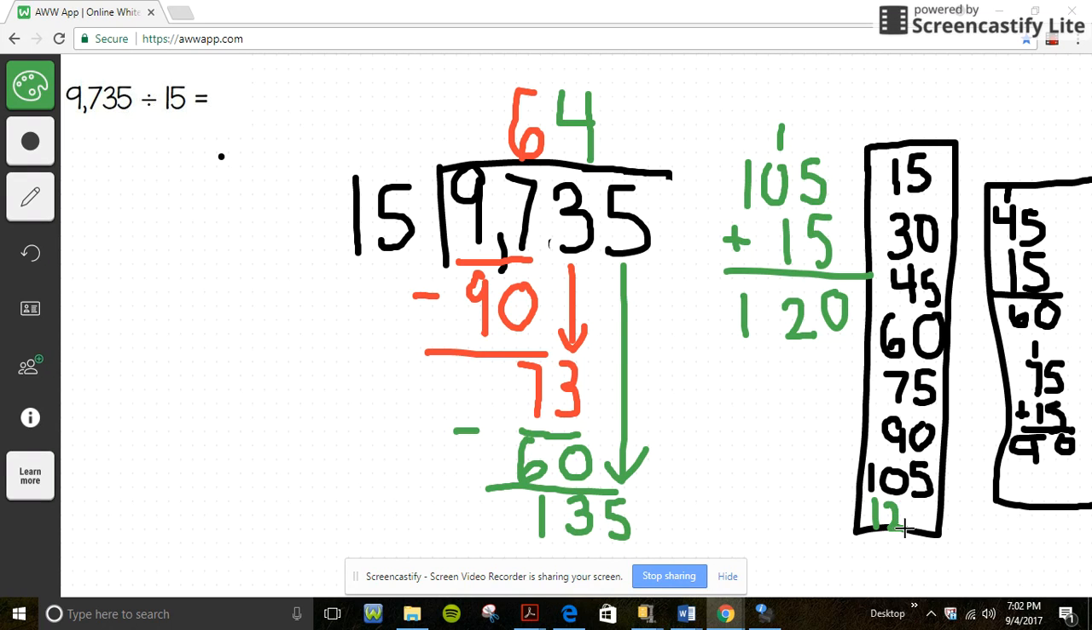And then we're going to go one more time just to make sure. And that one more time is going to bring us to 2 plus 1 is 3, and a 1. It actually brings us to 135. So we're going to put the 135 there. And we know that it's going to go in evenly at 135.